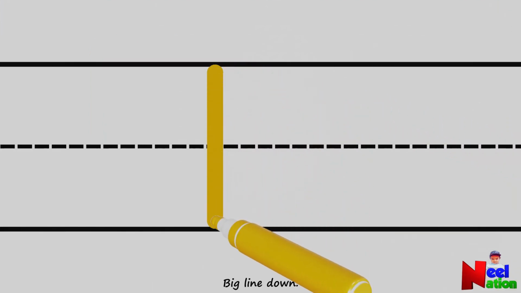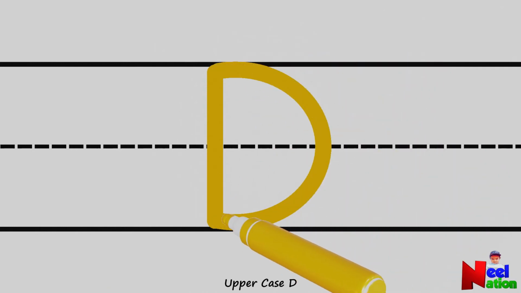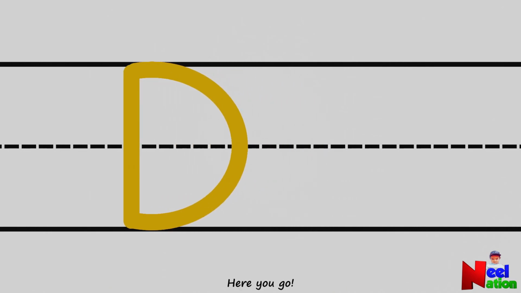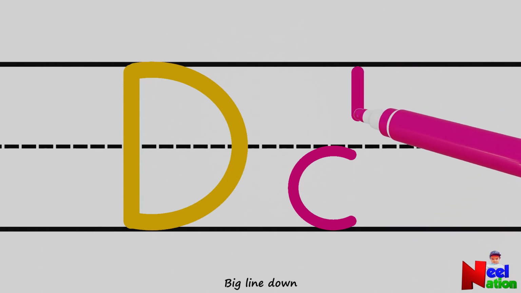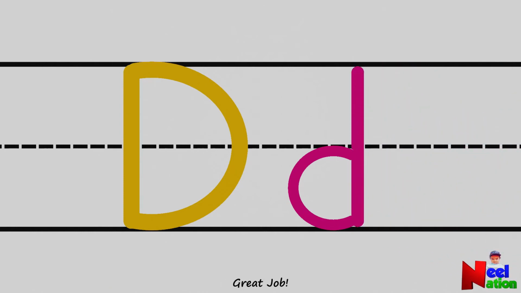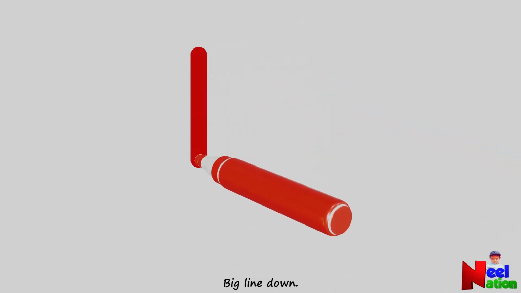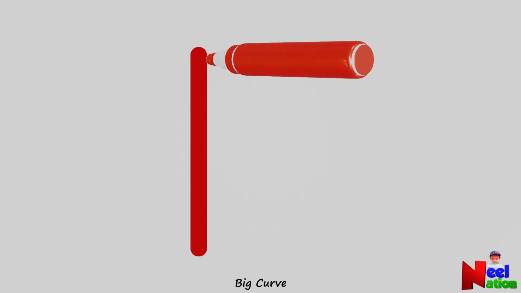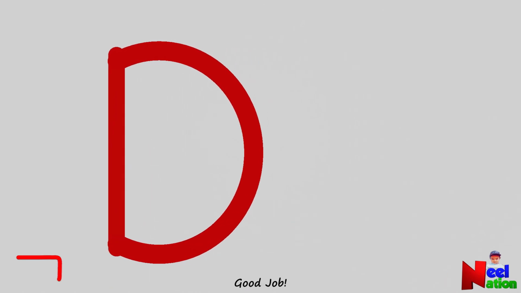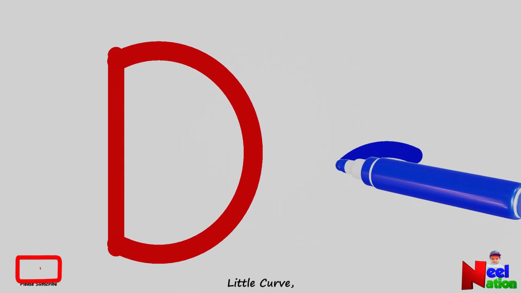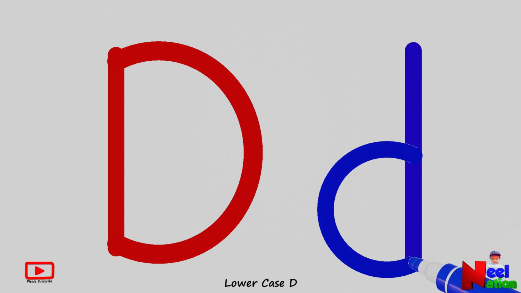Big line down. Big curve. Uppercase D. Here you go. Little curve. Big line down. Lowercase d. Great job. Big line down. Big curve. Uppercase D. Good job. Little curve. Big line down. Lowercase d.